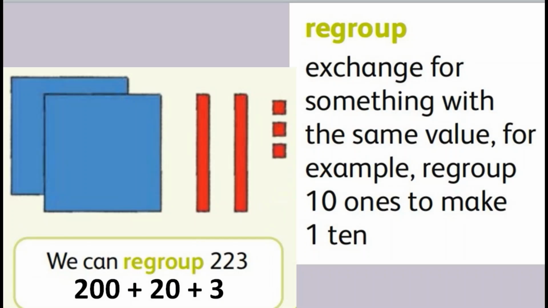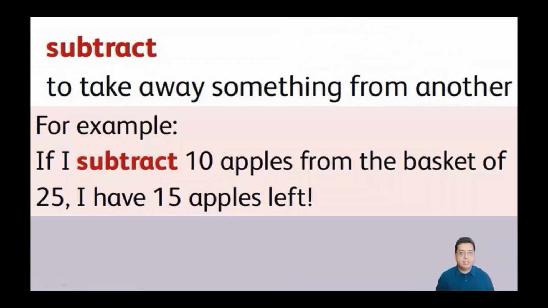Regroup, exchange for something with the same value. For example, regroup 10 ones to make 1 ten. And in this visual here, we can regroup 223. Subtract, to take away something from another. For example, if I subtract 10 apples from the basket of 25, I have 15 apples left.